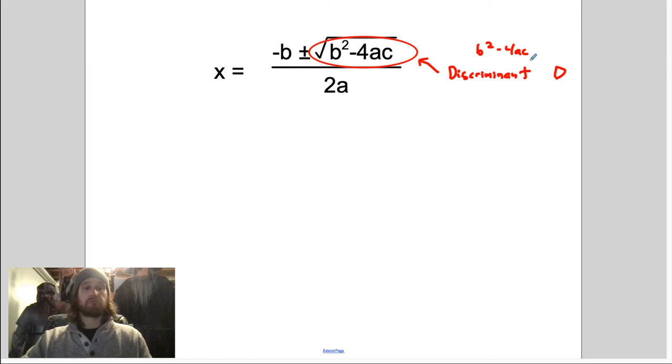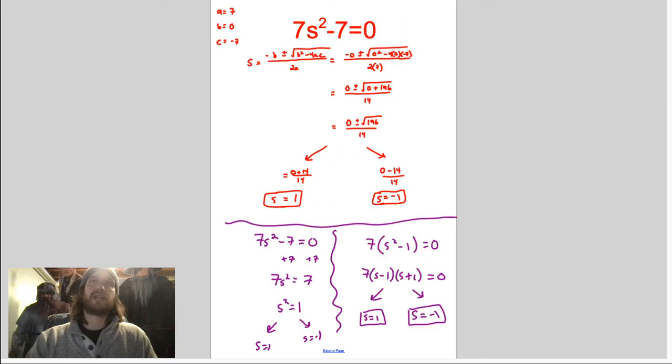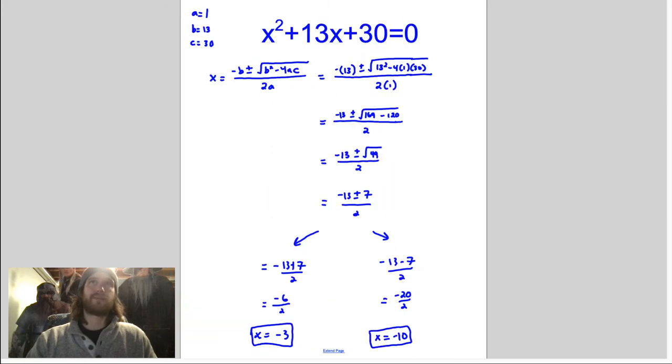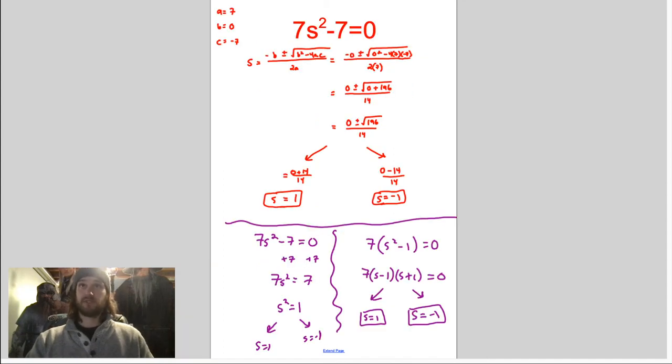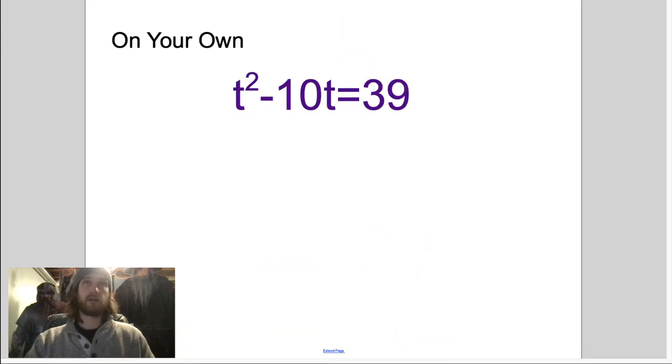It's got a couple little attributes that we can point out that's going to help you make predictions as to what your answer is going to be, and it actually saves you a lot of time. So you'll notice that on all of the previous problems, we were able to take the square root, and it was nice and pretty and beautiful. Square root of 49 is 7, square root of 196 is 14, square root of 1521 is 39.